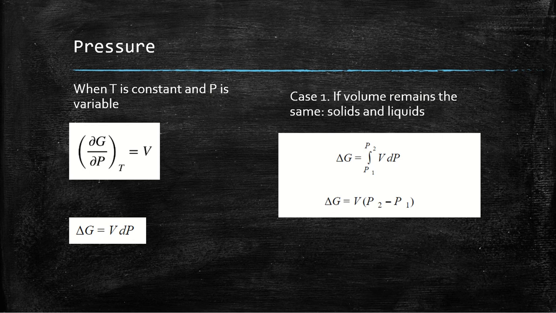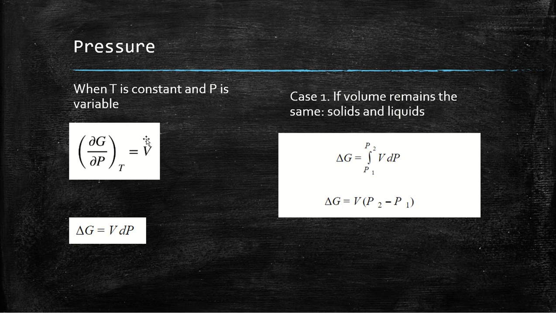For the second case, we have pressure, and here we have to know how it is going to behave when varying pressure while keeping the temperature constant. So in here, as P is variable, we have it over here in our Maxwell relationship. So delta G will be equal to VdP. So it gets reduced and it gets easier. But here we have two cases.